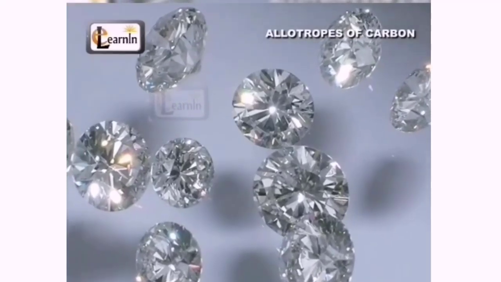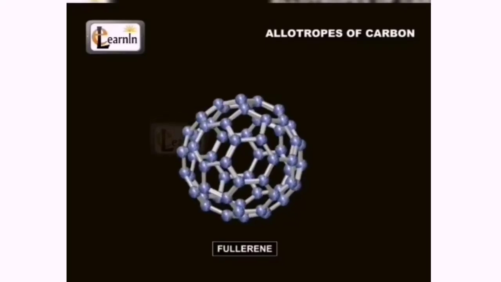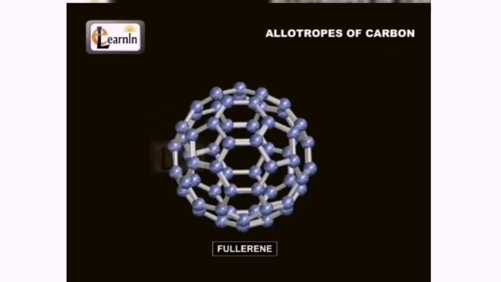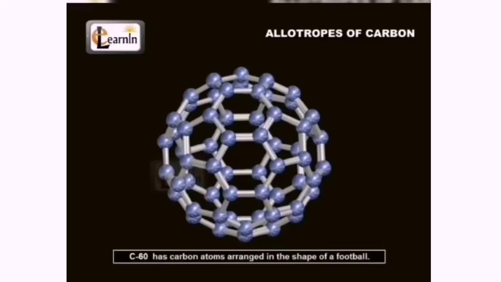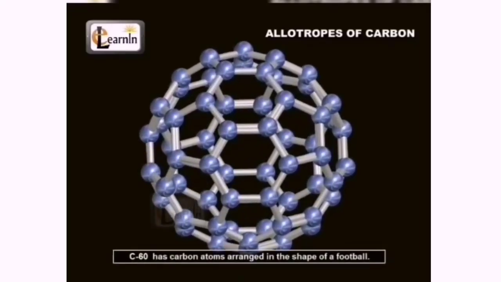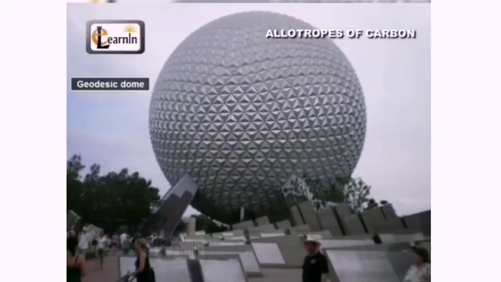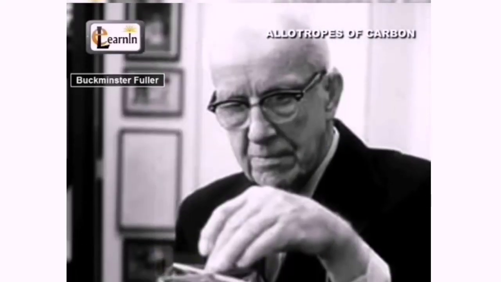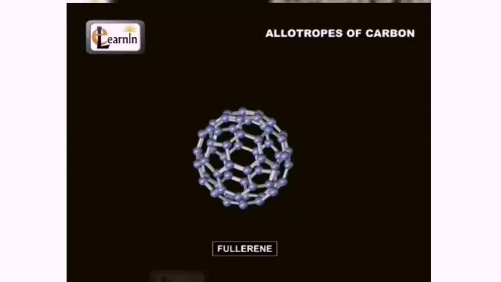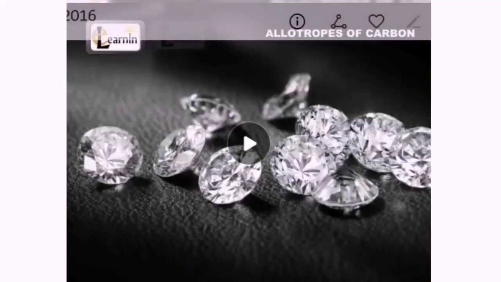This leads us to another form of carbon, the third one, which is fullerene. In fullerene, the carbon atoms are arranged like a soccer ball. The most common example is carbon 60, in which the carbon atoms are arranged like a geodesic dome, which was designed by Buckminster Fuller, and hence the form is known as fullerene.